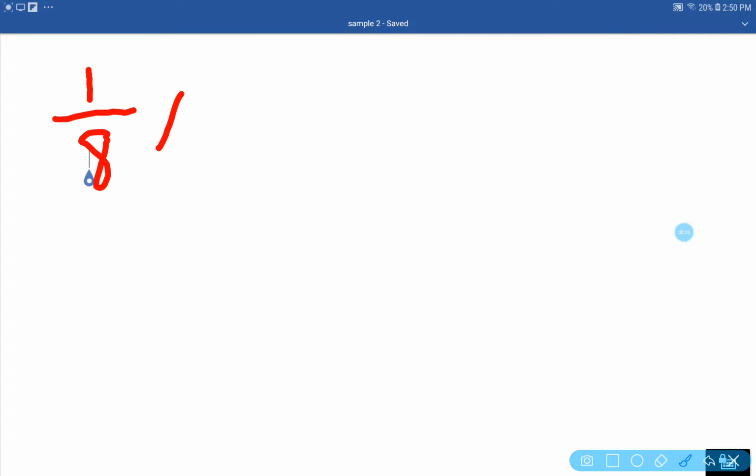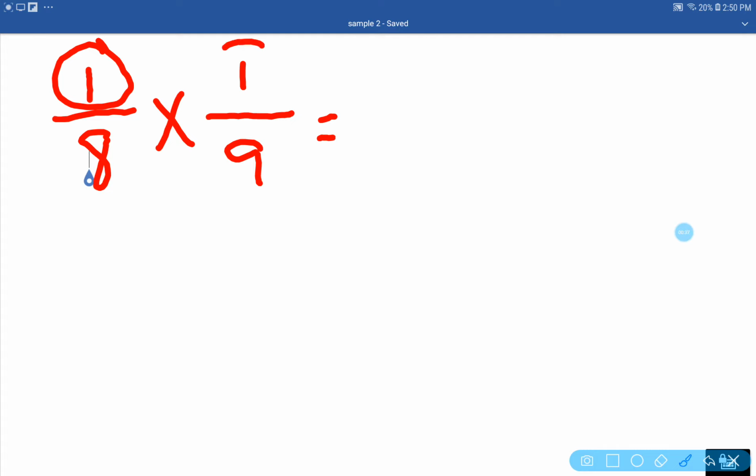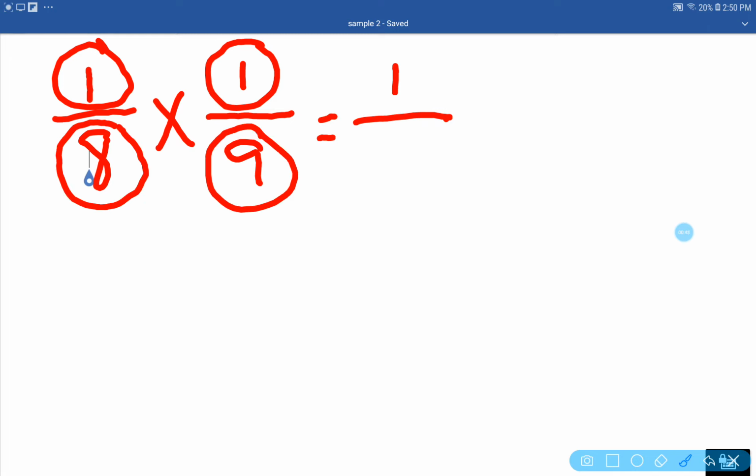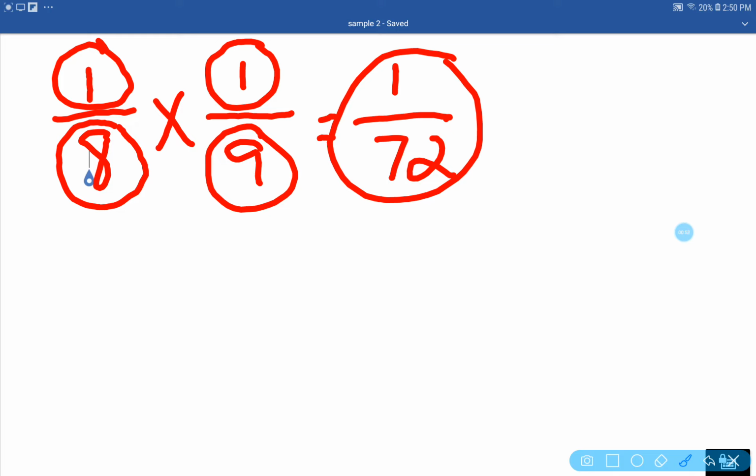we had 1/8 times 1/9. Multiplying fractions, all you're simply doing is multiplying across. So what you want to do is take this 1 times this 1. So that's going to give you 1 times 1 is 1. And then you're going to multiply your denominators, 8 times 9, and that's going to give us 72. Look at this answer. It's a proper fraction and it can't be reduced any further, so that means that is our final answer. All right.